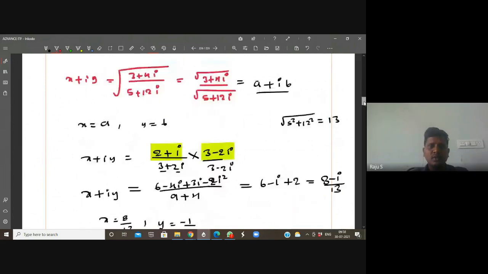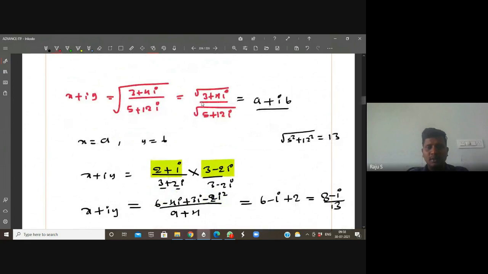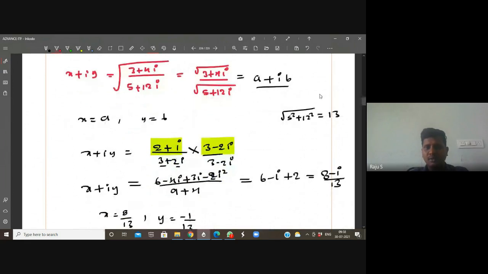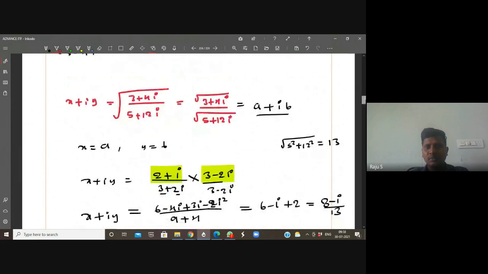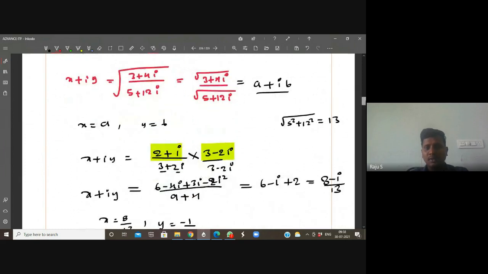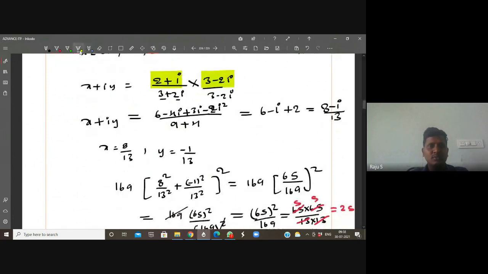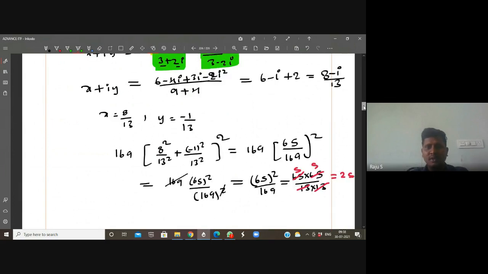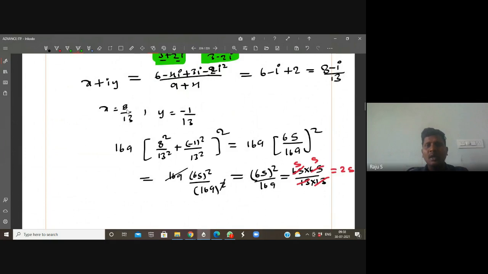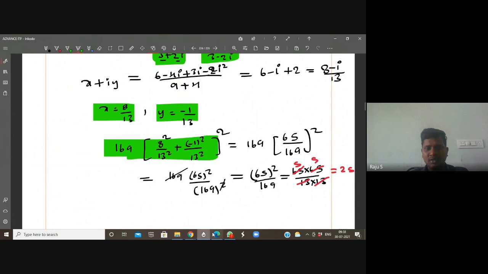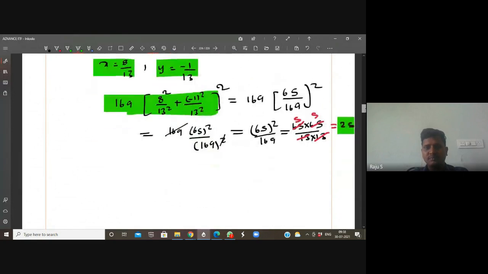In this question, what we have done: we have written separately the numerator, denominator, square root. After that, square root of 3 plus 4i becomes 2 plus i. Square root of 5 plus 12i becomes 3 plus 2i. This is not in standard form, so we change it to standard form by rationalizing. After rationalizing, finally we got 8 minus 1 iota by 13. I compared both sides, we got the real part and imaginary part. I took the given condition, substituted x and y values, simplified, and we got finally 25. That's a simple question.